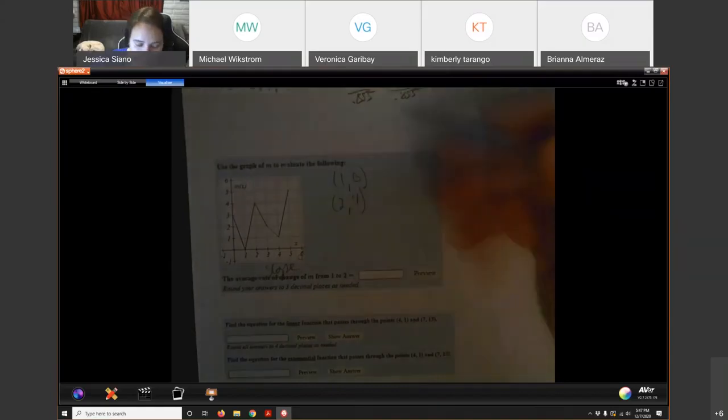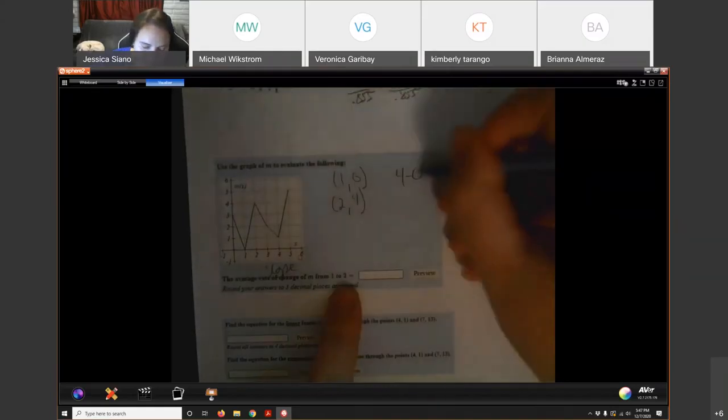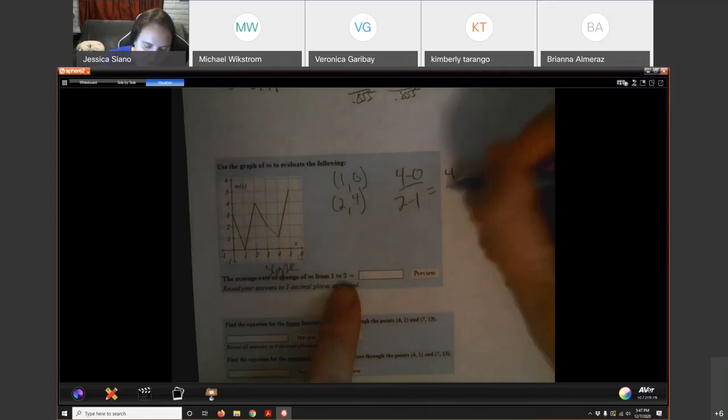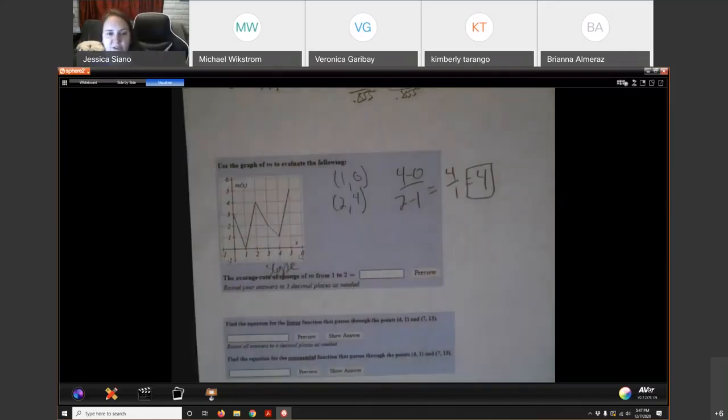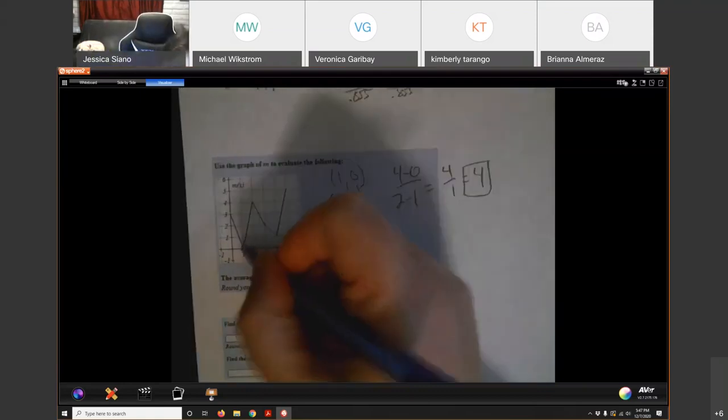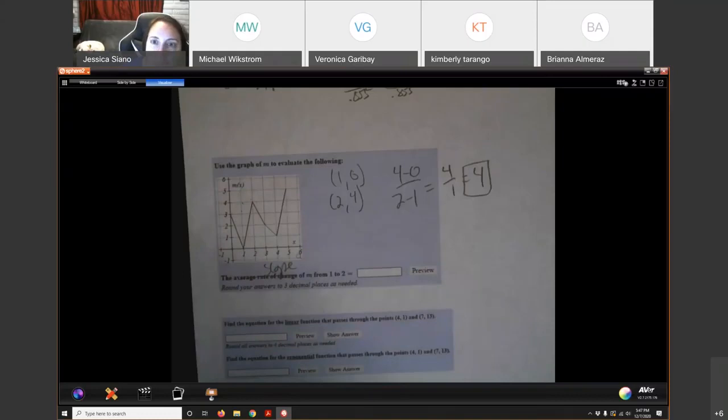And then we're just going to do slope. So 4 minus 0 over 2 minus 1 is going to be 4 over 1, which is just 4. So the average rate of change from 1 to 2 is 4. And I mean, you could have figured that out by just saying, hey, it went up 4 over 1.